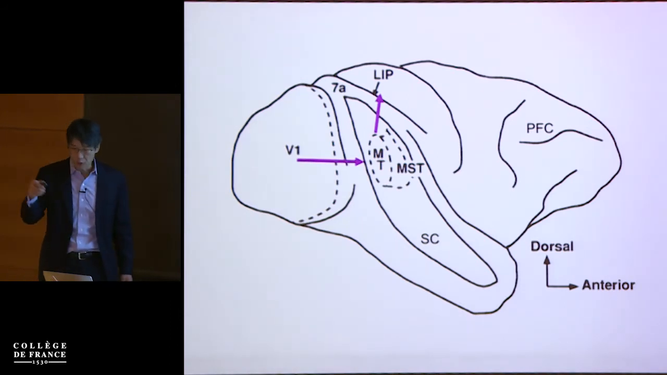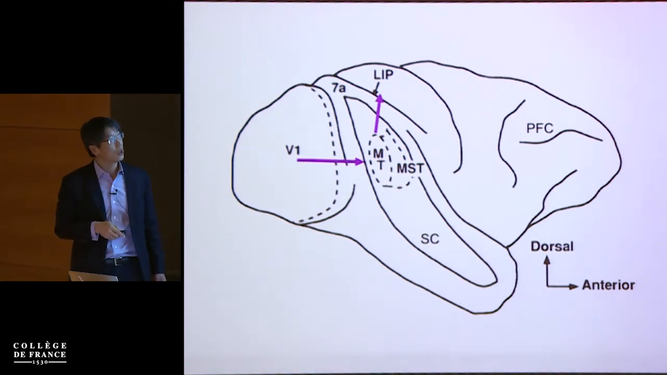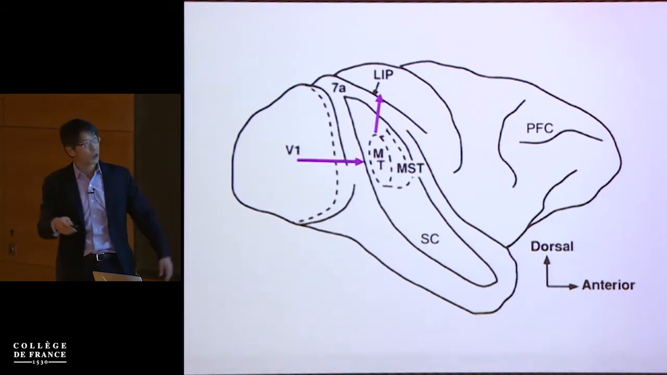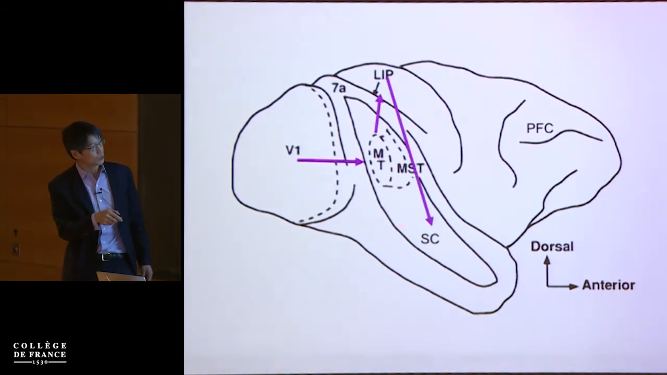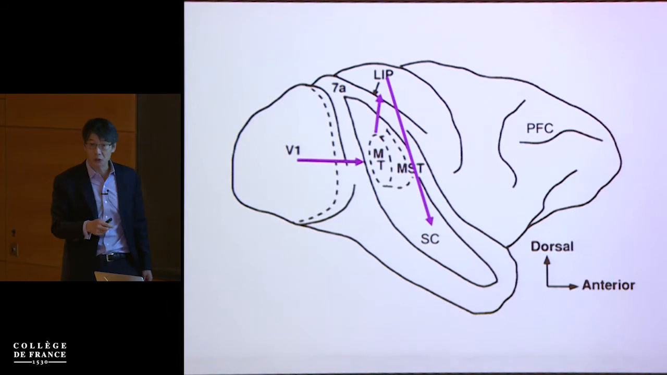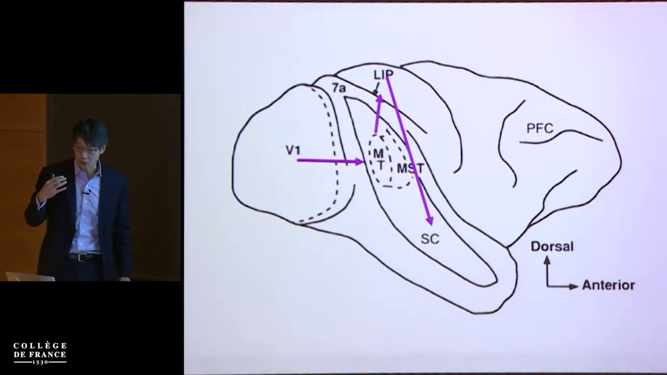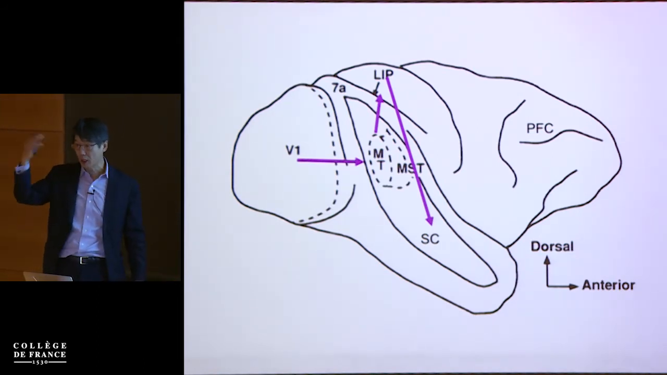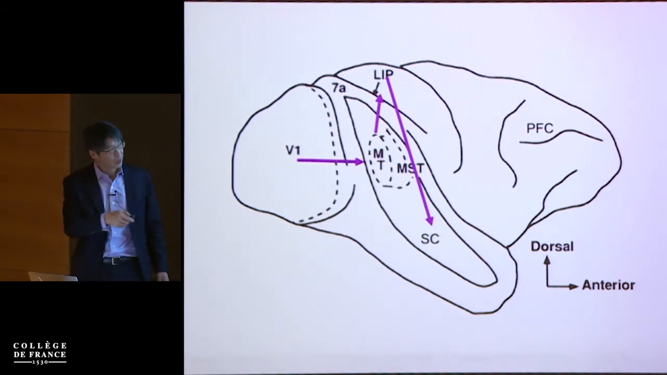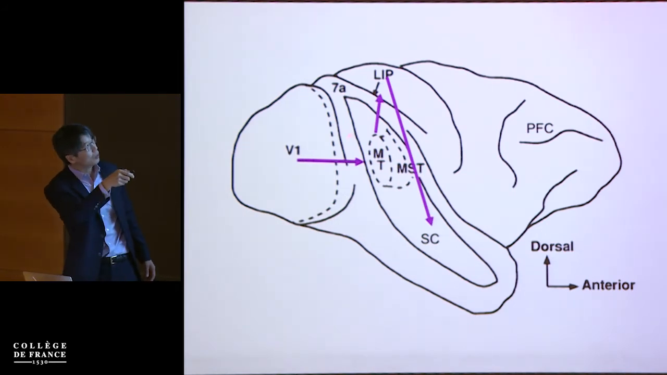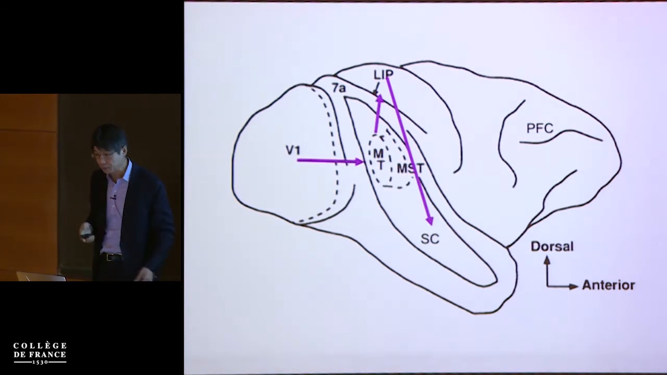Both posterior parietal cortex and prefrontal cortex project to many other areas, including a subcortical structure called the superior colliculus, which is important for so-called motor commands for saccadic eye movements. So you can think about this as a motor structure. Those are the sensory areas, and somewhere in between, the decision is made.